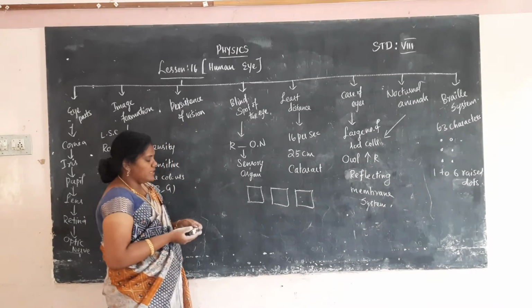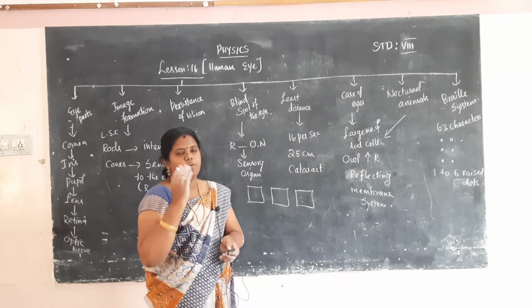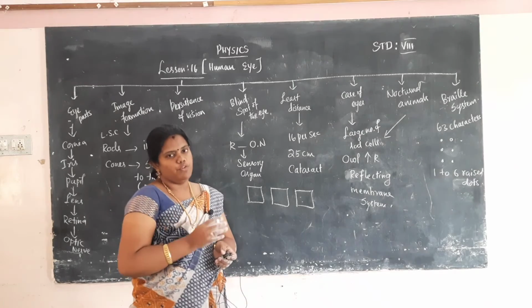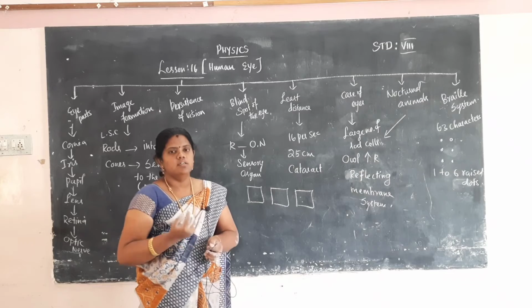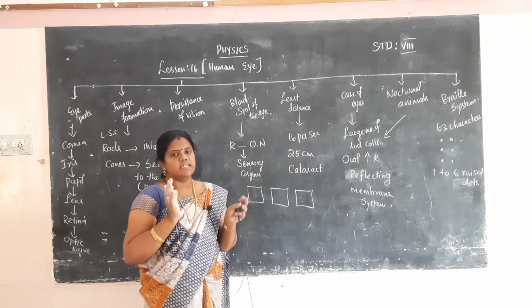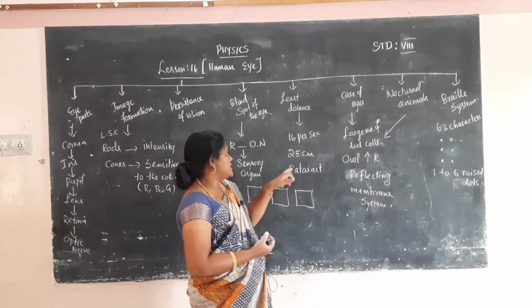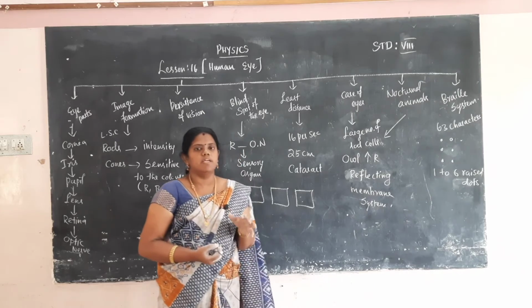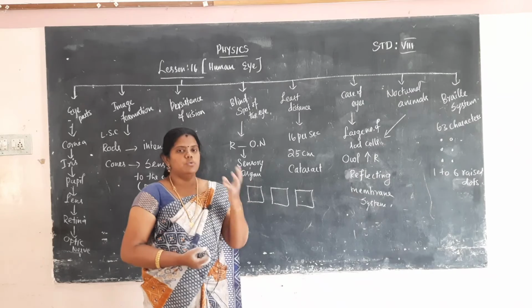Okay, and then least distance. The minimum distance is required to see a perfect image, a perfect view. So we want to see a clear picture with the minimum distance. What is the minimum distance needed to view a clear image or clear object? It will be 25 centimeters. 25 centimeters is necessary to view a clear image using our eye.